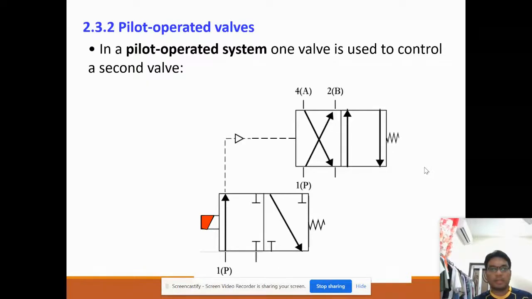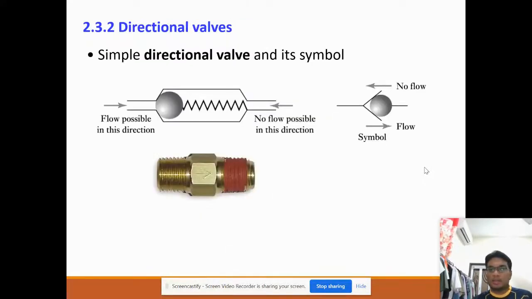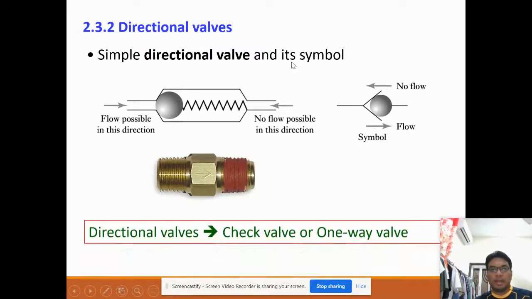The next and last one for this lecture is the simple directional valve, and how we can draw its symbol. The simple directional valve just allows one direction. It has a symbol of a ball and a spring. You can easily understand when the flow is pressured here, the ball is pressed and will move, the spring will move, and the air will flow. So the flow in this direction is a one-way flow.